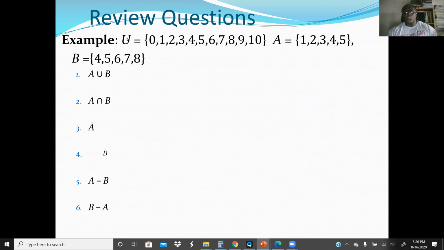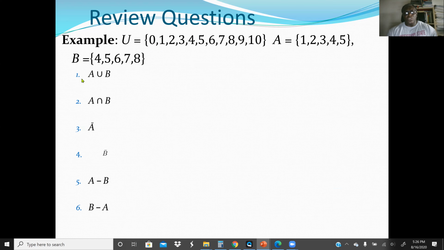So let's review some questions here. These questions will cover most of the set operations we went through. So we have a universal set from 0 to 10. Set A is 1, 2, 3, 4, 5. Set B is 4, 5, 6, 7, 8.